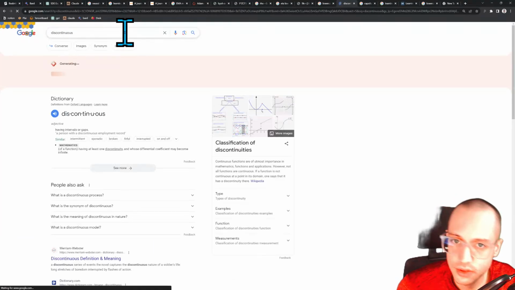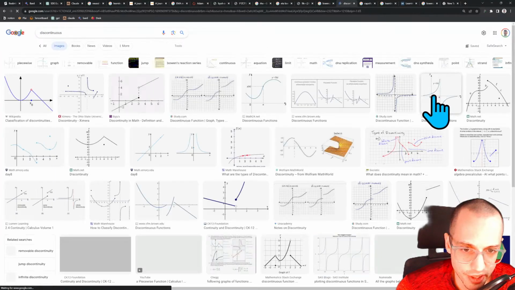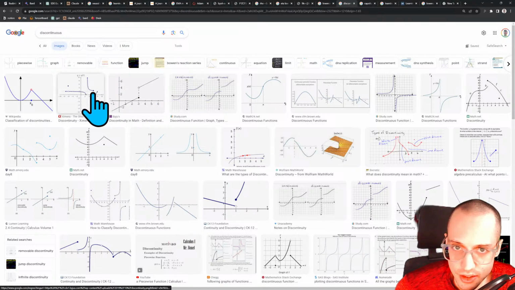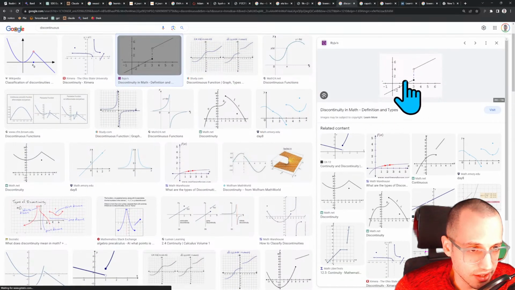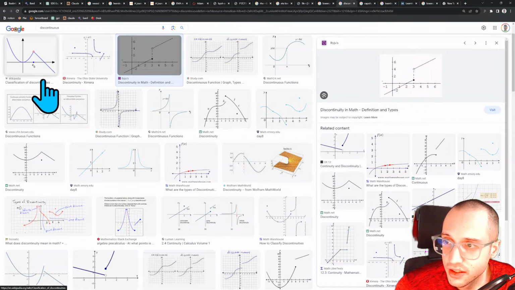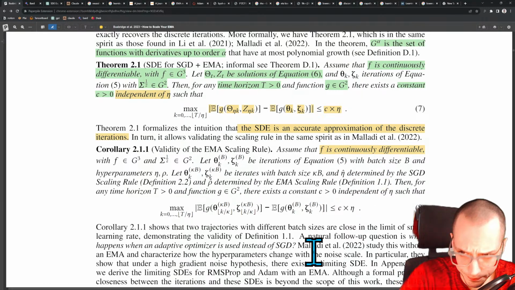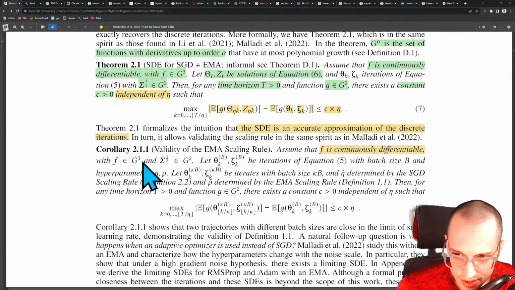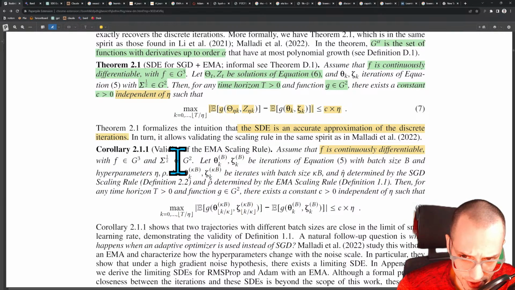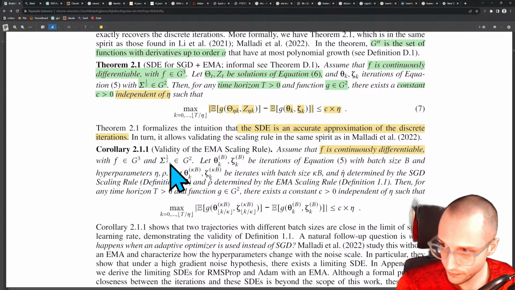Everybody knows maybe this, but this is a discontinuous function, right? You can't take the derivative here because it breaks. You know, there's a break there. So continuously differentiable just means you can take the derivative at any point in time. It's smooth. With f in this set of equations g, and the variance, or the square root of the variance, in this set of equations g.